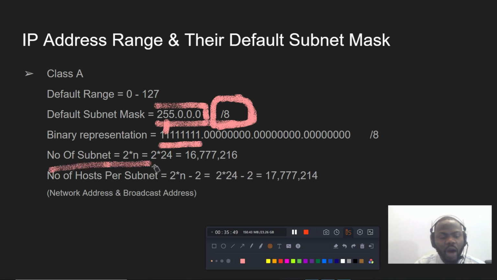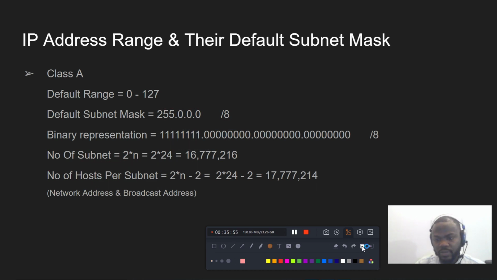So with the number of subnets and number of hosts per subnet, I'm going to do that when we get to class C. Let's move on. That's class A for you.